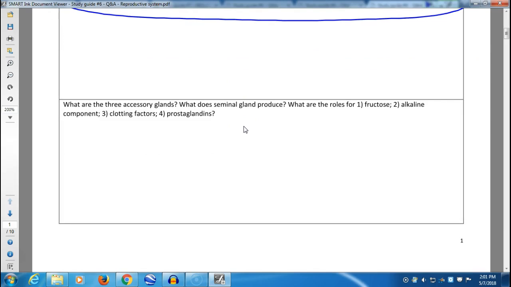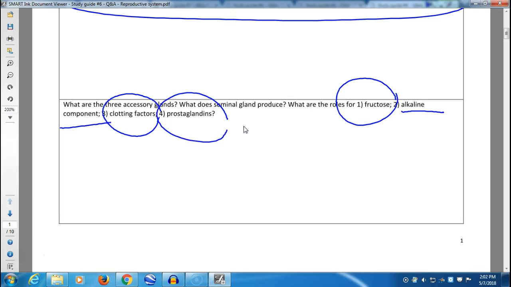I'm not going to ask you. The seminal gland produces milky fluid, white fluid, no, yellow fluid, nothing like that. Okay? More of a functional thing: fructose, energy, alkaline component, neutralizing the acidity of the urine or the vaginal environment, clotting factors, holding sperm in the vagina, prostaglandins, stimulating vaginal contractions so sperm can be pulled in. Does that make sense?